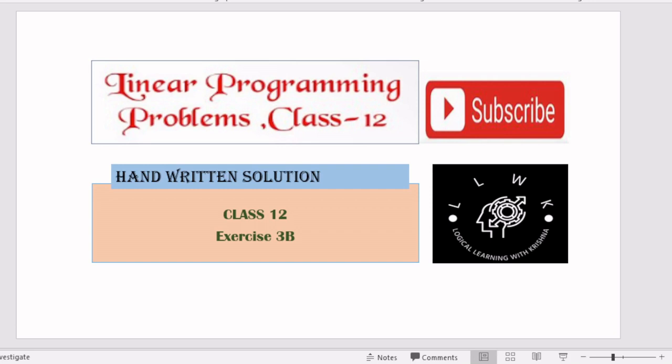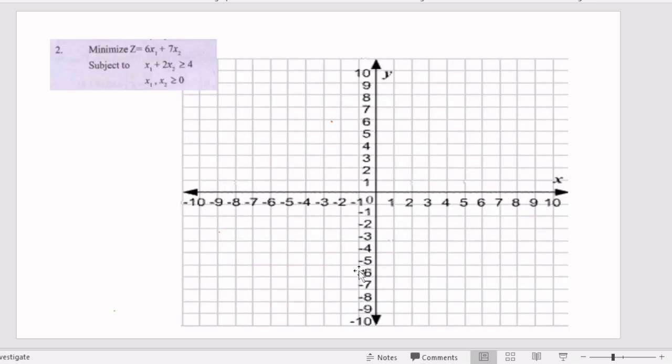Proceed further with question number 2. Question 2 says minimize z equal to 6x1 plus 7x2. This you need to minimize subject to this equation and this condition. We need to find three different sets of x and y coordinates. Here we can say x1, x2 coordinates.